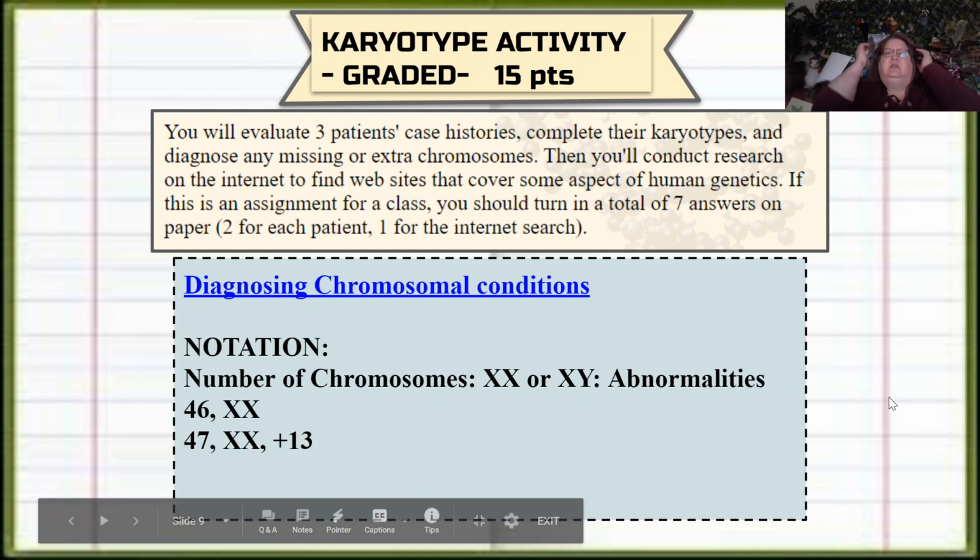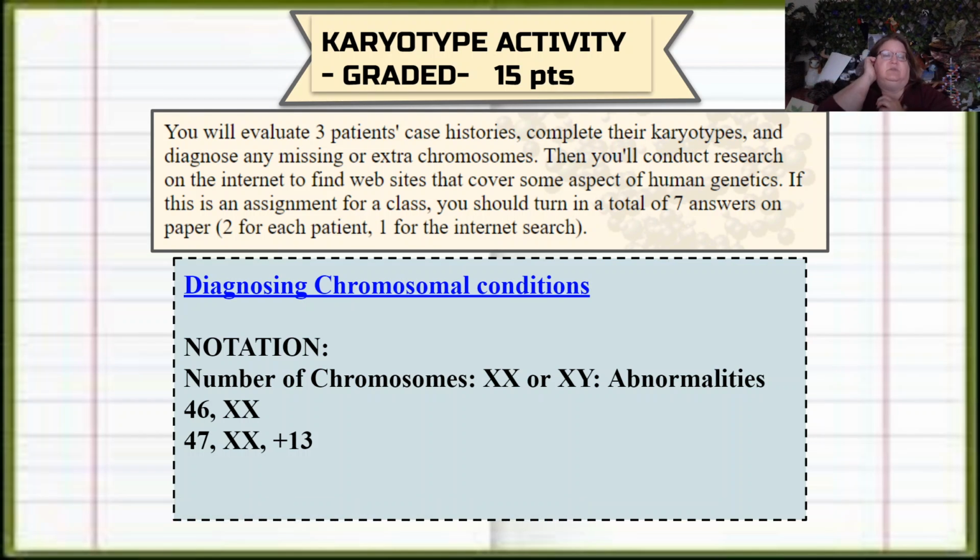Now, you're going to have a chance to do this. You're going to evaluate 3 patients, and I'll give you a clue. One of them does have Down syndrome, and one of them does have Klinefelter's. You're going to get a chance to figure out which one's which. When you do this, one of the things I want you to do is explain the notation of the karyotype that you find.